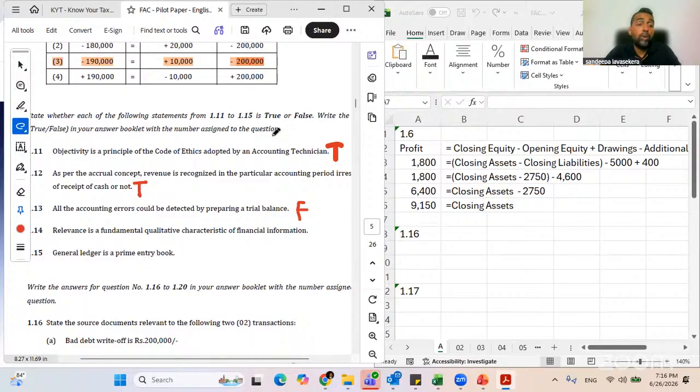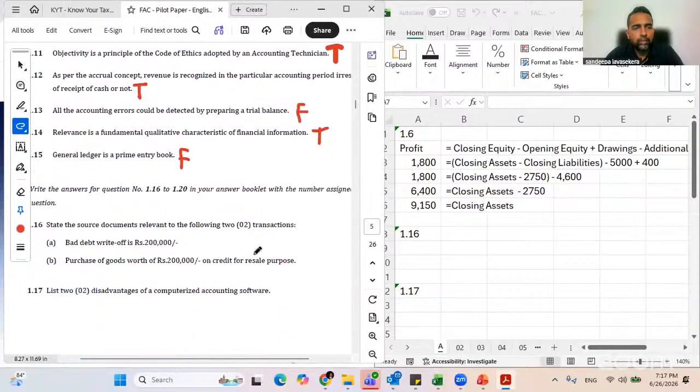Right. 1.14. Relevance is a fundamental QC. Yes. Relevance and faithful representation is a fundamental QC. True. General ledger is a prime entry book. That's false. General ledger is not a prime entry book. Right.